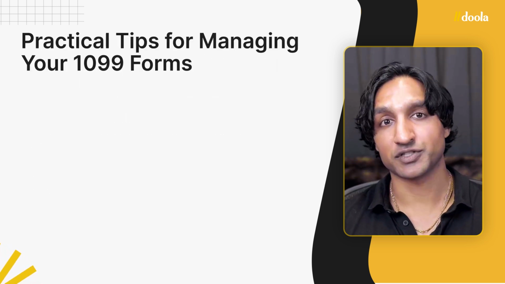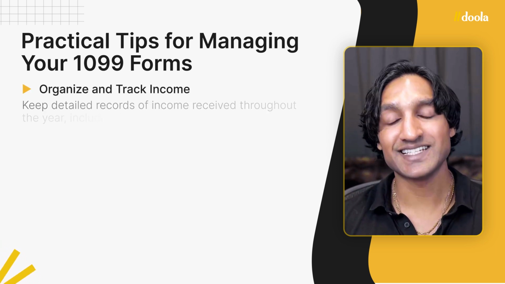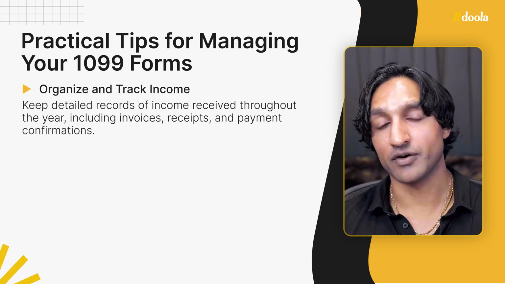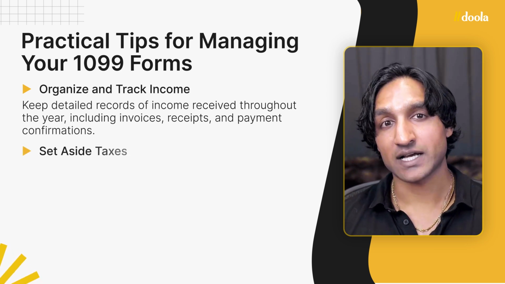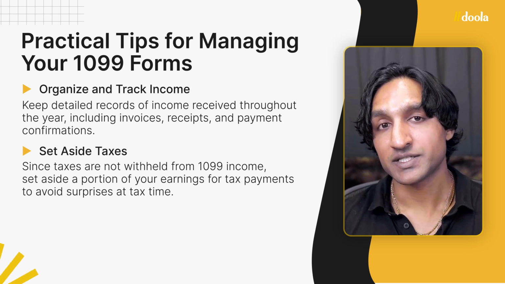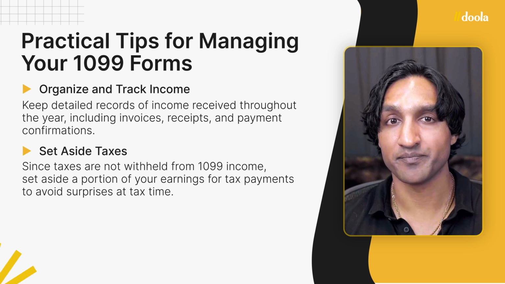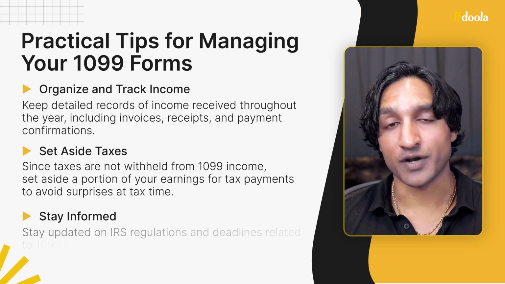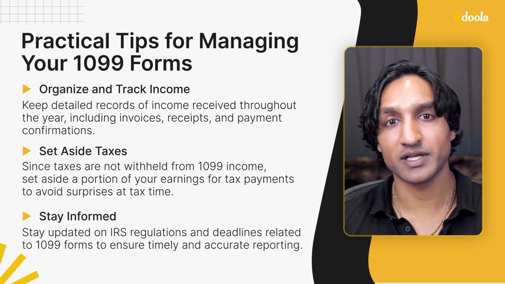Let me give you some practical tips for managing your 1099 forms. Organize and track income. Keep detailed records of income received throughout the year, including invoices, receipts, and payment confirmations. Set aside taxes. Since taxes are not withheld from 1099 income, set aside a portion of your earnings for tax payments to avoid surprises at tax time. Stay informed. Stay updated on IRS regulations and deadlines related to 1099 forms to ensure timely and accurate reporting.